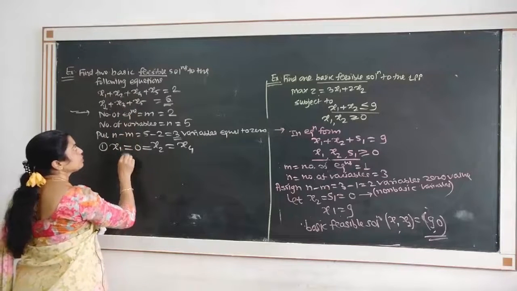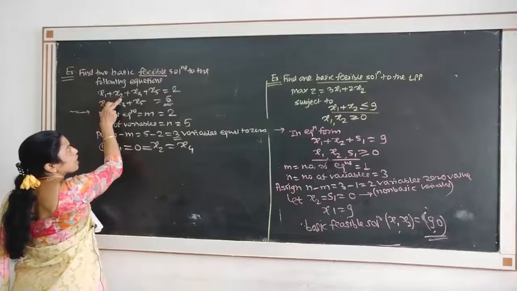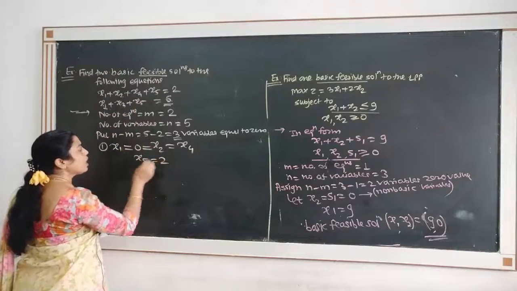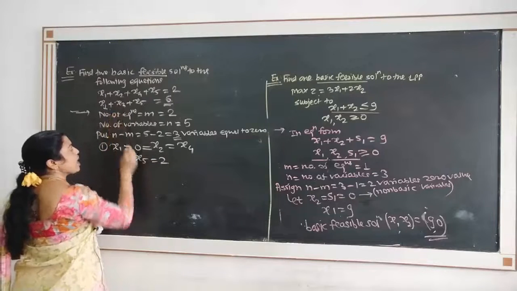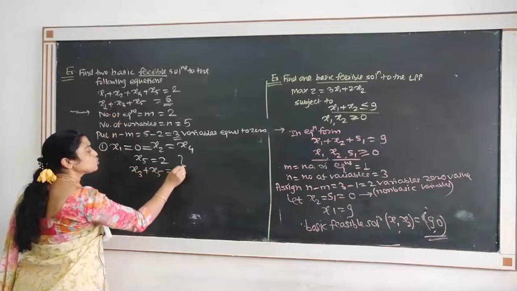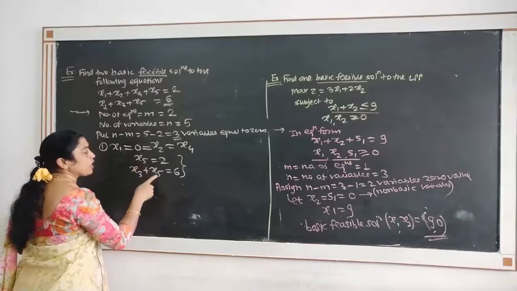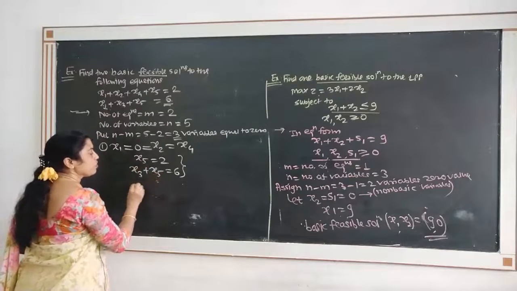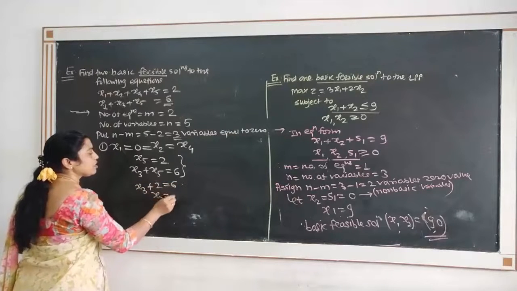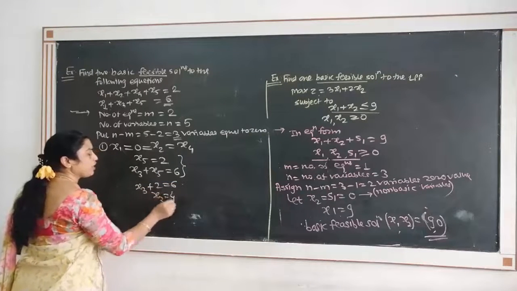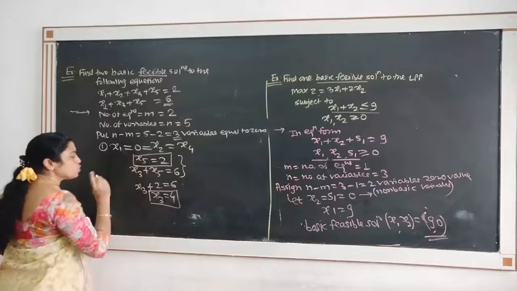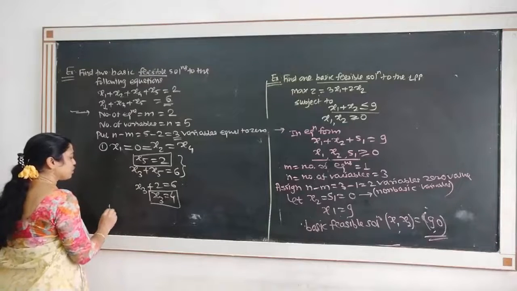The remaining equation is, because we are putting x1, x2, x4 equal to 0, we get x5 is equal to 2, and the second equation gives x3 plus x5 is equal to 6. Solve these two equations. By putting x5 is equal to 2 here, we get x3 plus 2 is equal to 6, that is x3 is equal to 4. So we get the solution x3 is equal to 4 and x5 is equal to 2. So what is our first basic feasible solution?